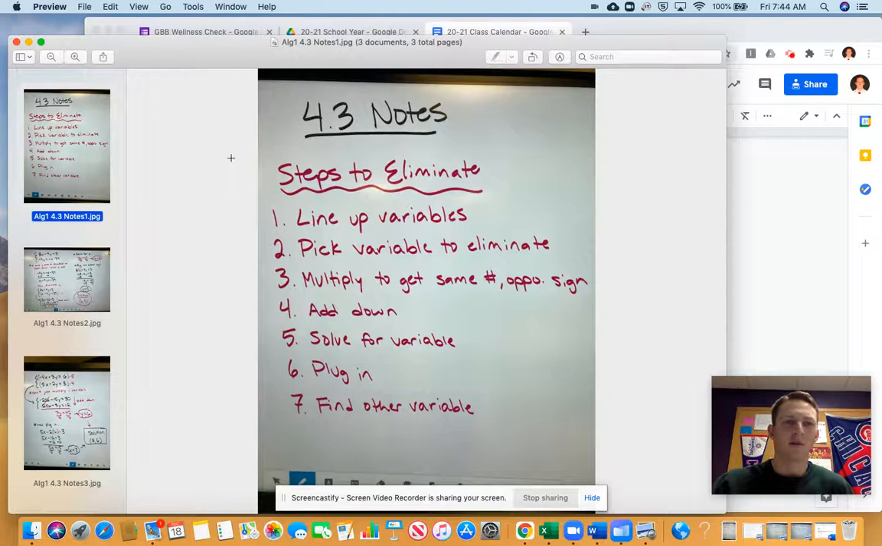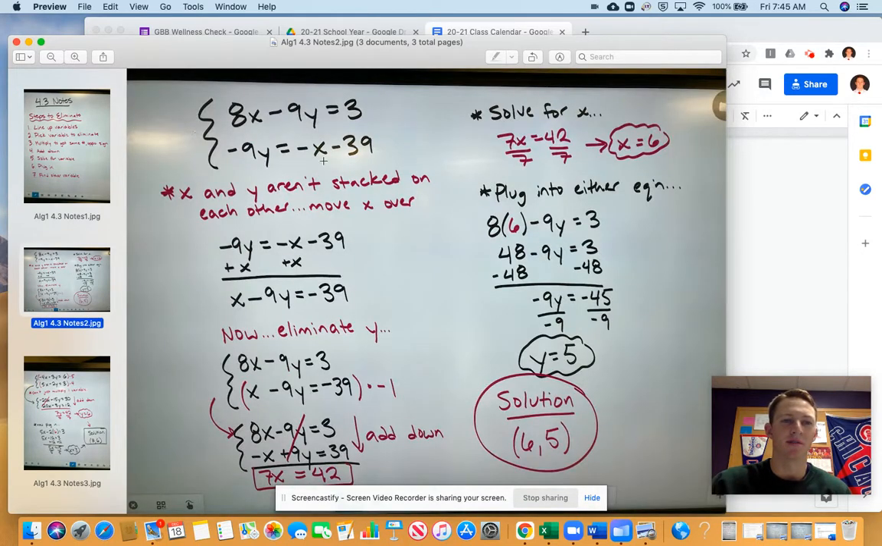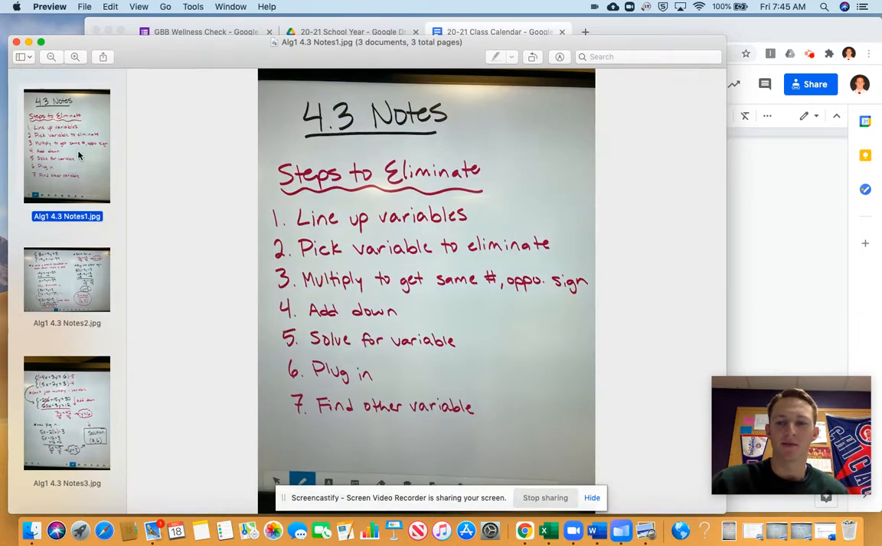All right, Algebra 1, we are going to do the 4.3 notes today. So we are eliminating a variable in a system of equations. So we're going to have a system like this, and our steps to solve for the solution point will be to line up all the variables. So go x, then y, then the constant.